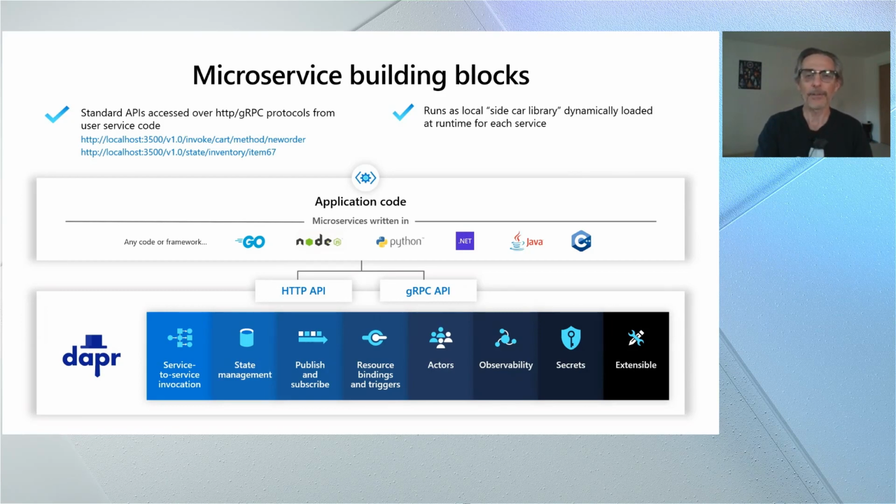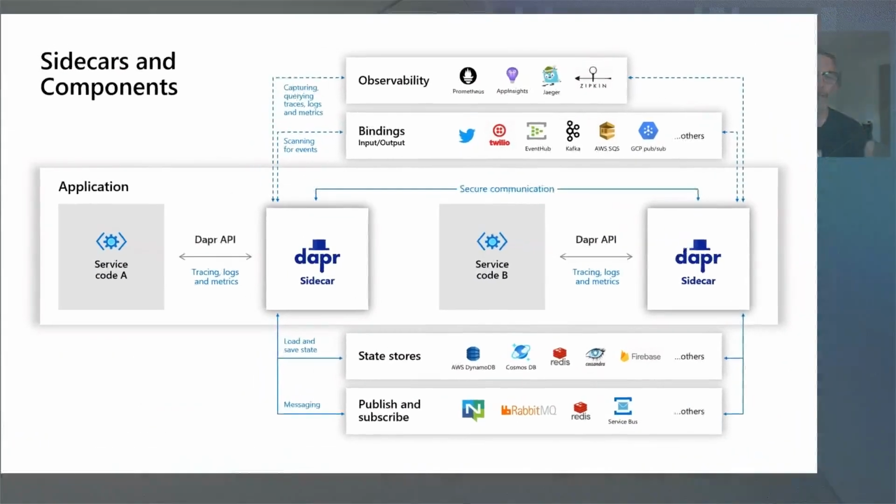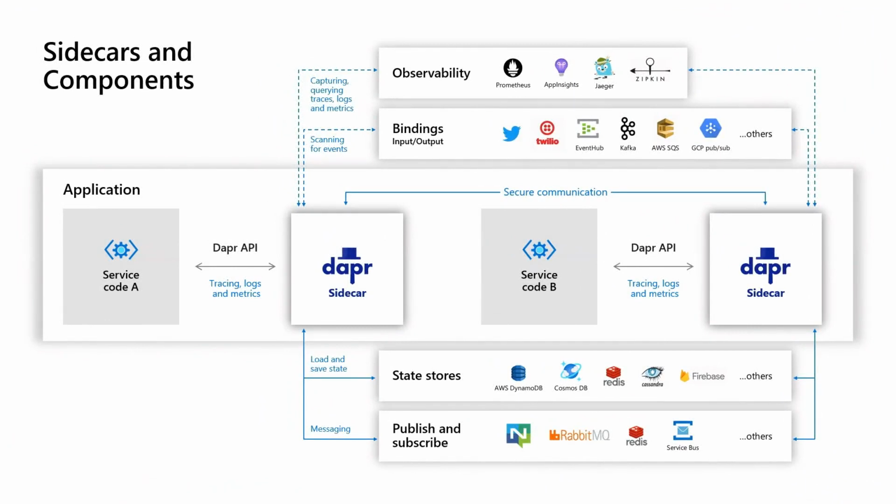The key is it has a sidecar library architecture. So let's go and dive in on what that means. Here's an example of an application. It consists of two services, Service A and Service B, and each service is launched with its own Dapr sidecar. Now, Dapr here does all the heavy lifting.